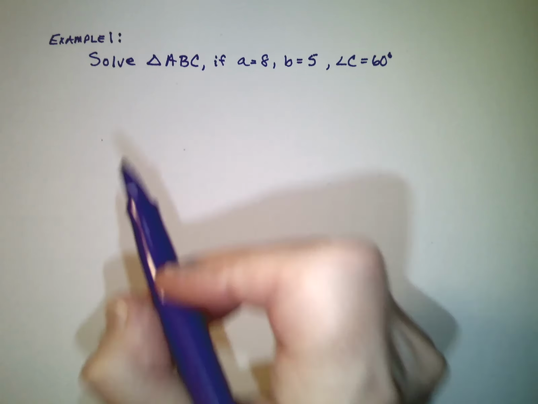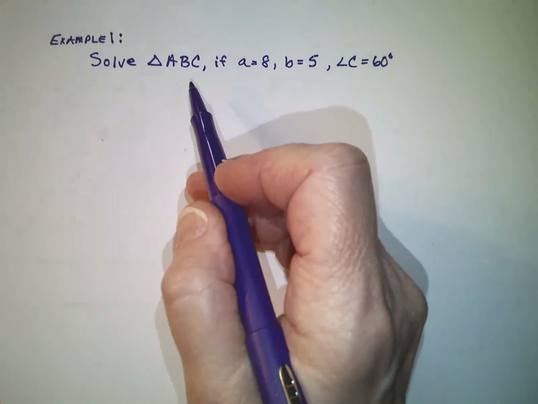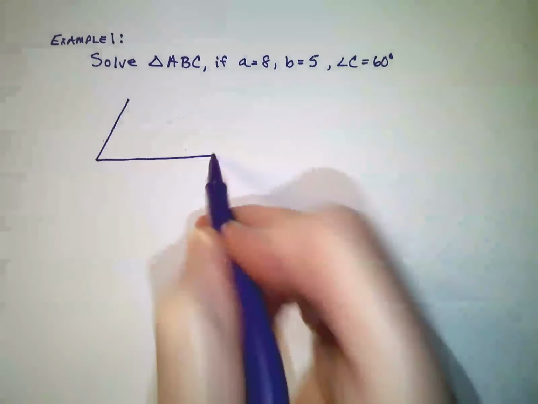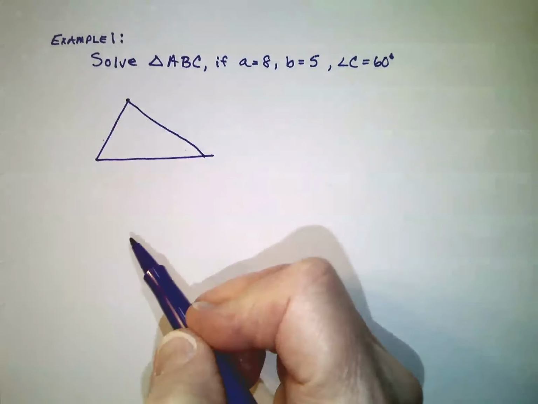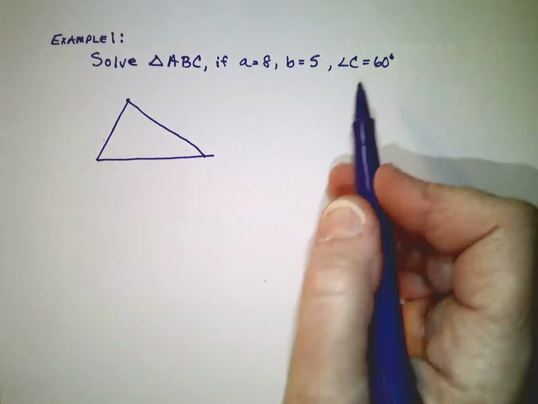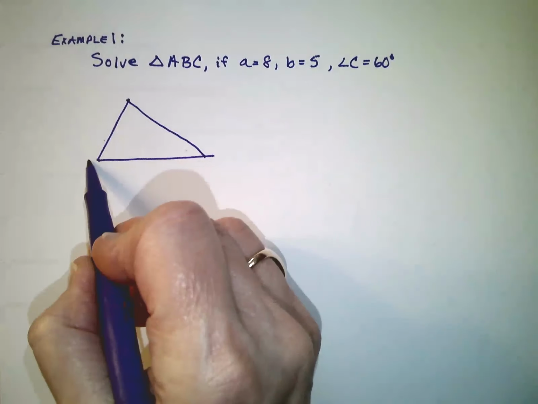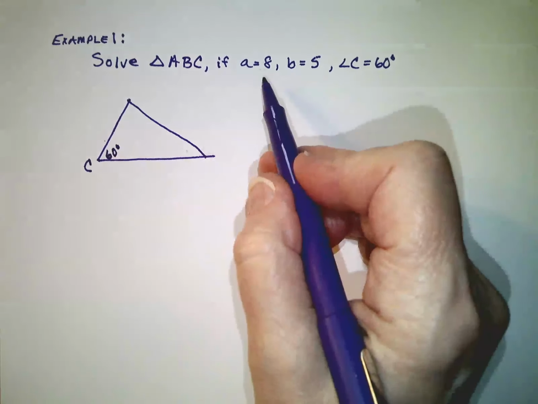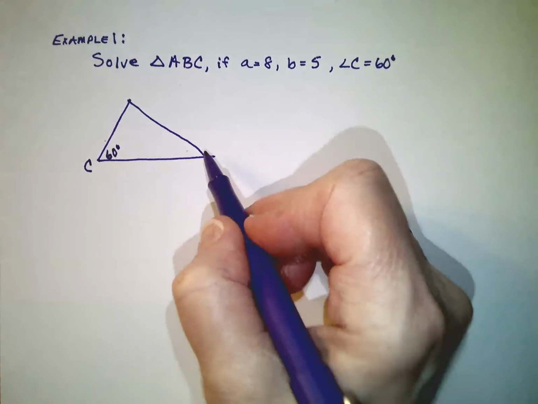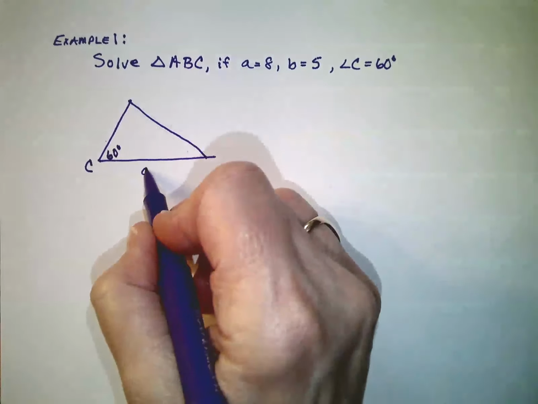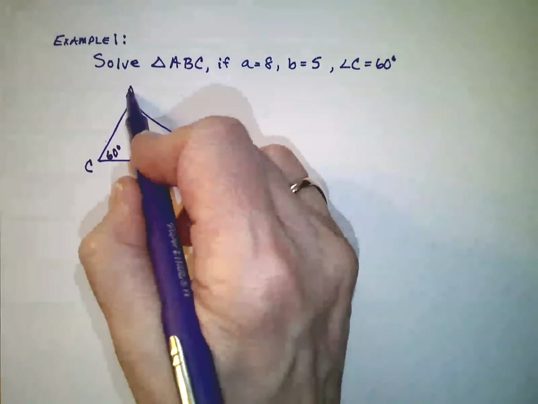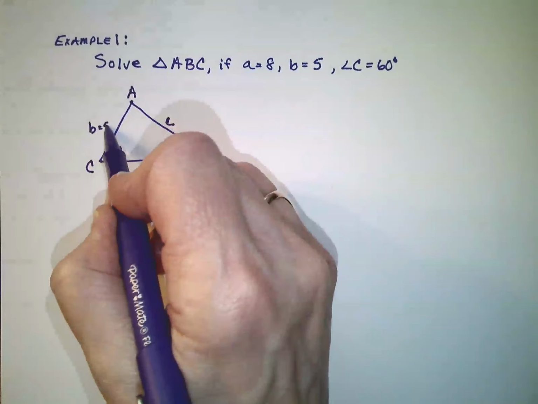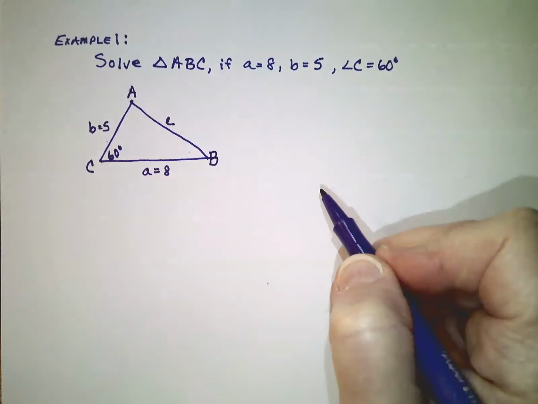So example 1, they want us to solve the triangle, which you know is going to be work because they want to know all 6 parts. So first, sketch the thing. Angle C measures 60 degrees. This sort of looks like a 60-degree angle. I'm going to call this angle C. Side a is longer than side b. So I'm going to put side a here, which means this has got to be angle A. This is side c. And if I make this side b, then this has got to be angle B.